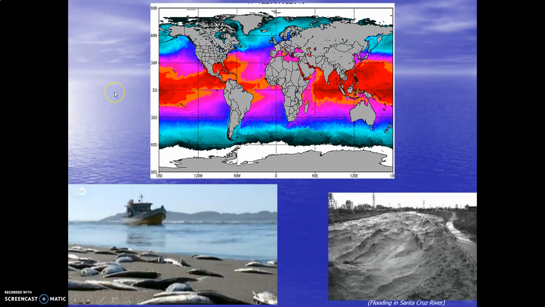Here are some diagrams of what El Nino looks like when the water warms up. The red means the water is really hot here. One of the consequences, the marine life died. The water gets too warm and they die. Then there's a lot of flooding here.